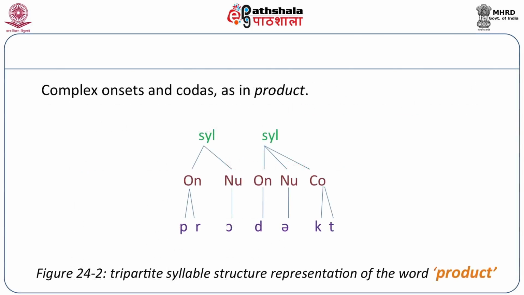In the representation of the word product, you notice that the first syllable, pro, has only a nucleus, whereas the second syllable, duct, has an onset, nucleus and a coda. The onset in the first syllable is complex, and the coda in the second syllable is complex.